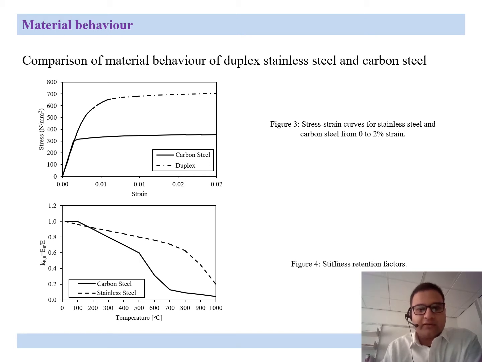And now if you look at figure 4, which is the stiffness retention factor, so this goes from room temperature all the way to 1000 degrees, you can see that stainless steel retains its stiffness to a much higher degree compared to carbon steel.